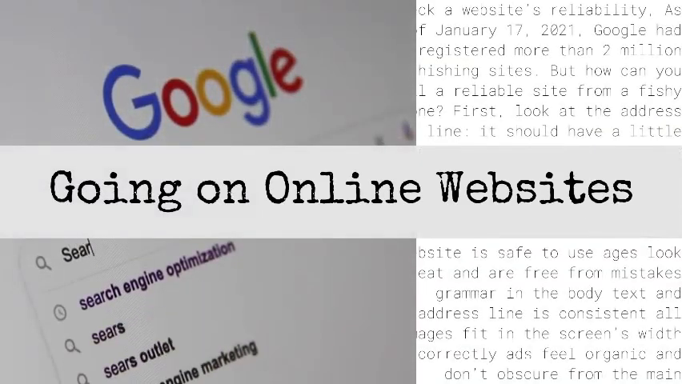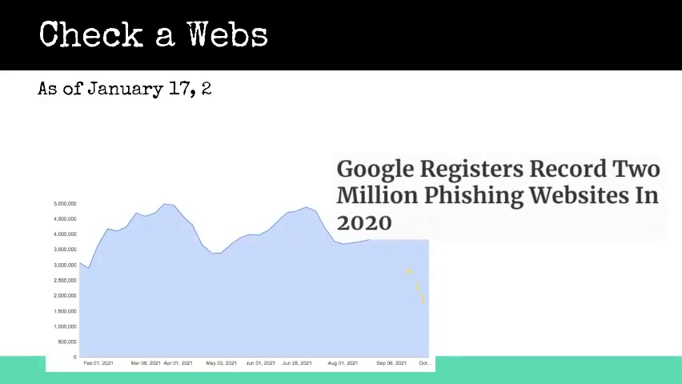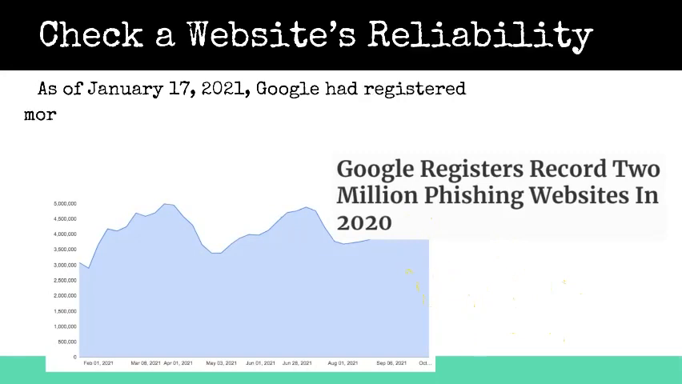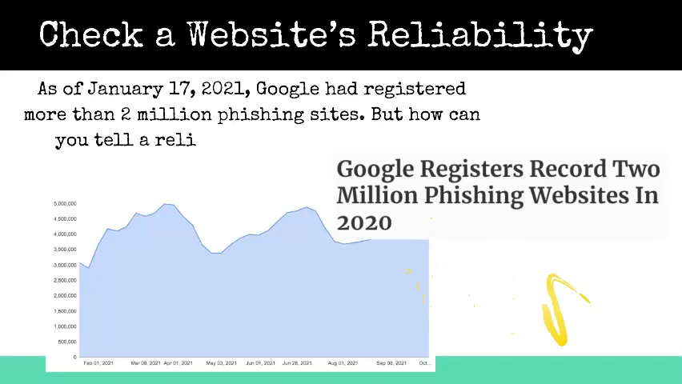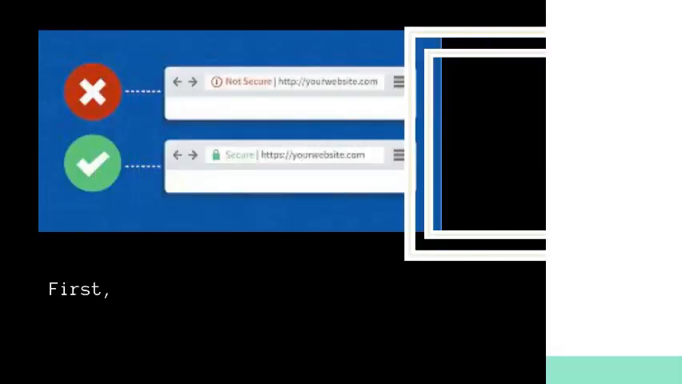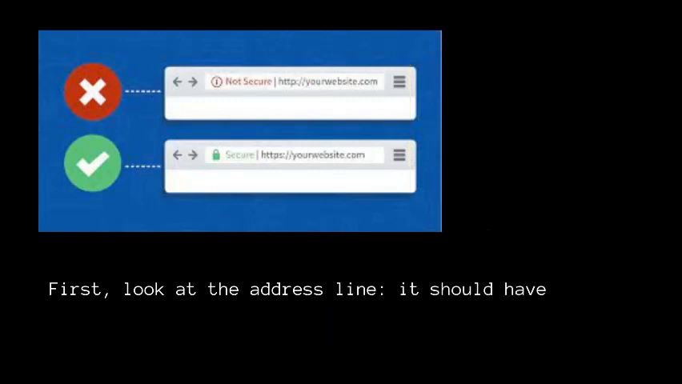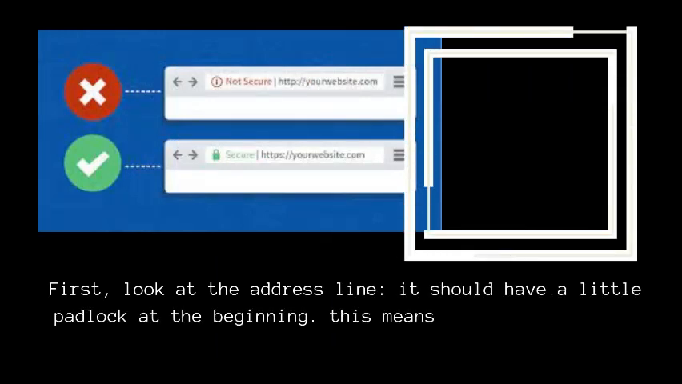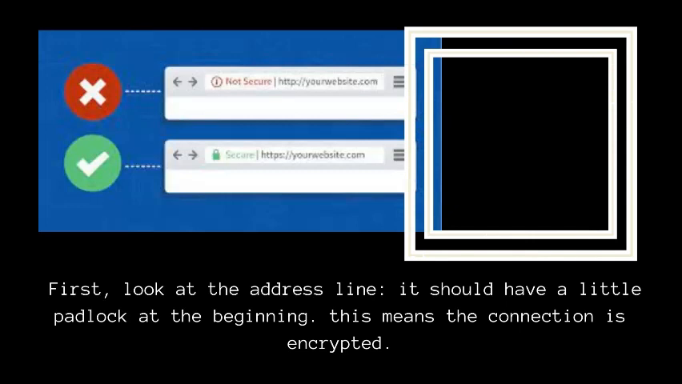Going on online websites, check a website's reliability. As of January 17, 2021, Google has registered more than 2 million phishing sites. But how can you tell a reliable site from a fishy one? First, look at the address line. It should have a little padlock at the beginning. This means the connection is encrypted.